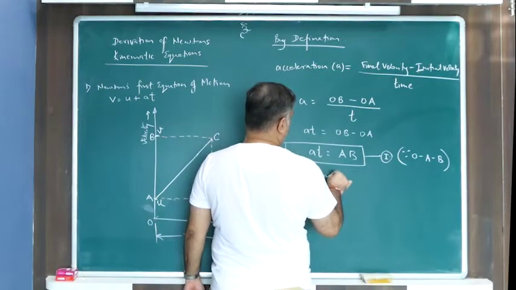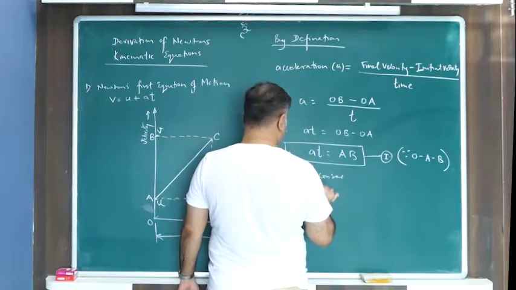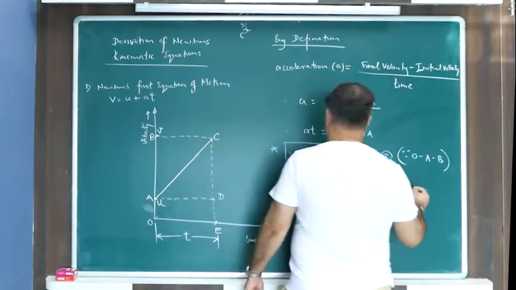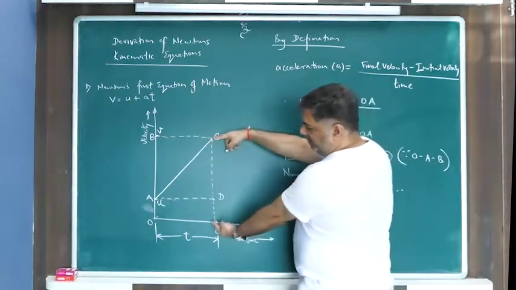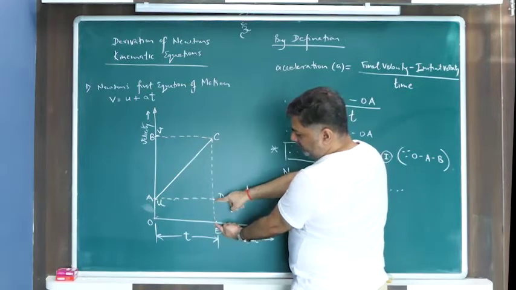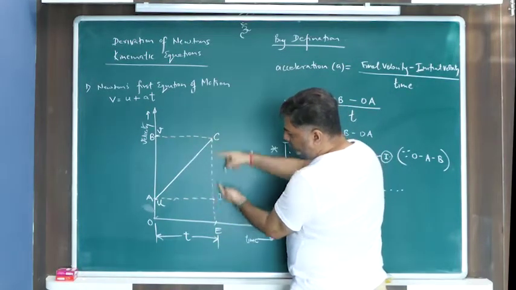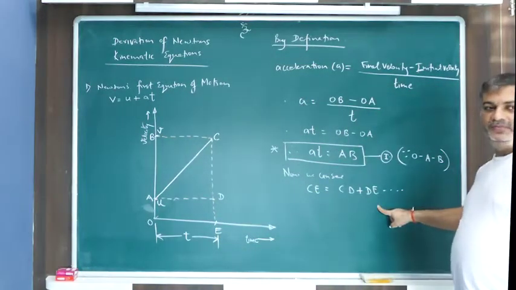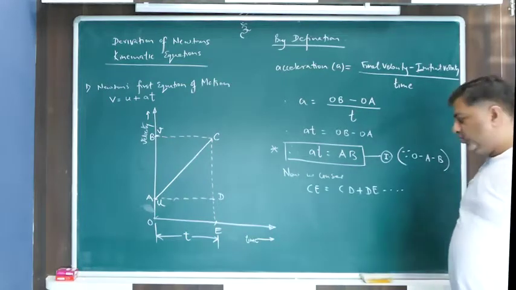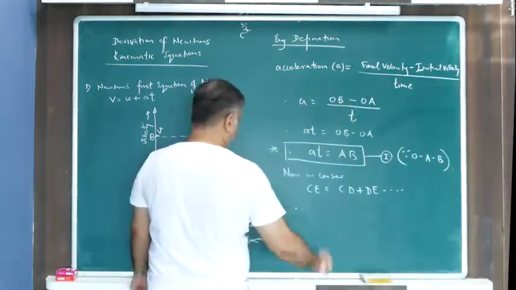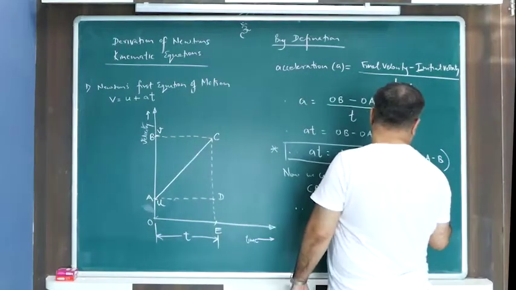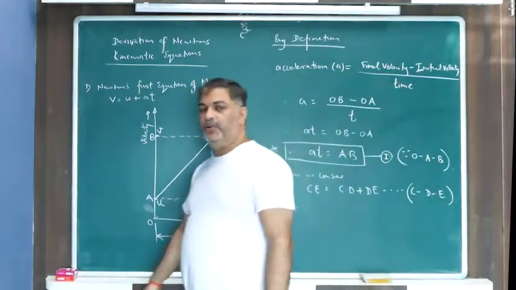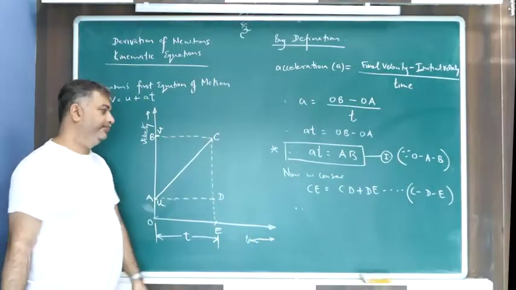Now we can see CE is equal to CD plus DE. Why? Betweenness property again. CE is made up of two parts, DE plus CD. These two parts join together to form CE, right? So CE is equal to CD plus DE. Neighboring segments, when you join, you will get a longer segment. So reason is C dash D dash E. Again betweenness property. Geometry chapter 1.